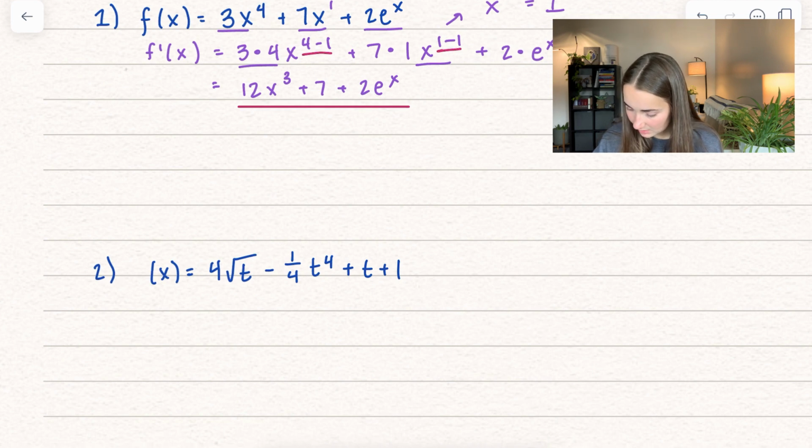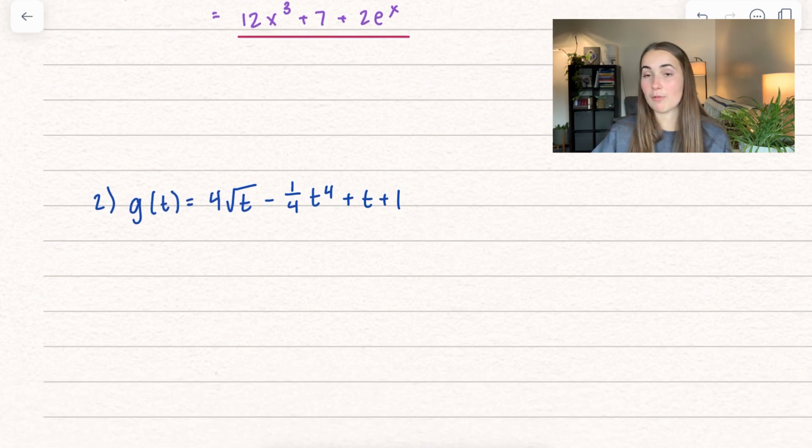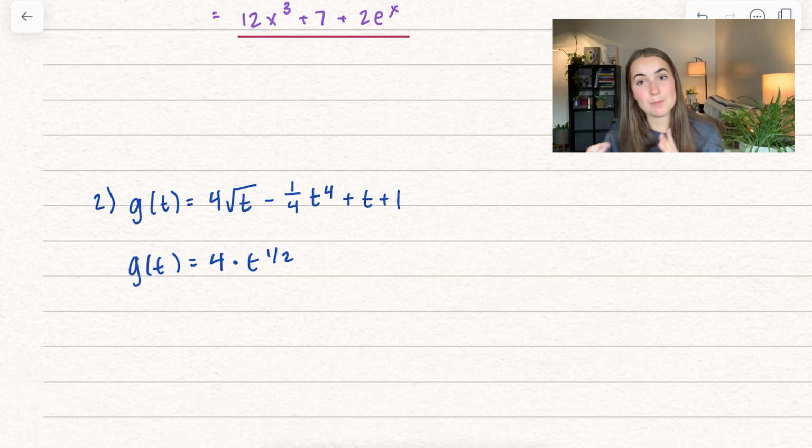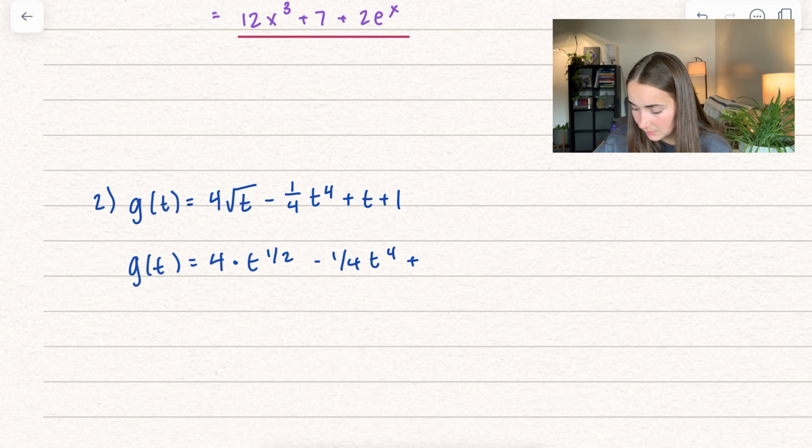Here we have a new function. I guess I didn't name it, so we'll name it right now. Okay, g of t is equal to 4 times the square root of t minus 1/4 t to the power of 4 plus t plus 1. So let's go ahead and take the derivative of it. But before we do that, I'm going to rewrite it. So g of t is equal to 4 times t to the 1/2. The reason I rewrote that first term is because now I can see power rule in play. Minus 1/4 t to the power of 4 plus t plus 1.